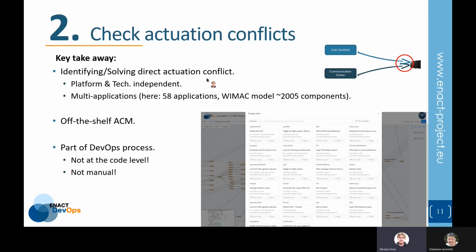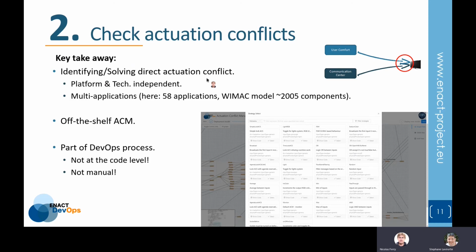So as long as you are able to extract this WIMAC from your system, you will be able to identify and solve your actuation conflict. Here the model that will be considered is pretty large, 2,000 components. And the way we will solve the actuation conflict will be by using an off-the-shelf actuation conflict manager, a component offered by the tool that we will select and that will be injected into the system to solve the conflict.